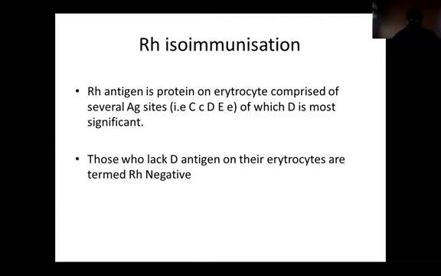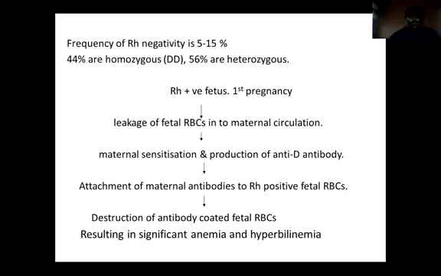Rh is a protein on the erythrocyte comprised of several antigen sites, C, c, D, E, of which D is most significant. Those who lack D antigen on their erythrocytes are termed Rh negative. So what exactly will happen? They will not affect the first pregnancy. The subsequent pregnancy will be affected, and the first pregnancy baby will be normal. Only sensitization occurs in the first pregnancy. The frequency is around 5 to 15%.